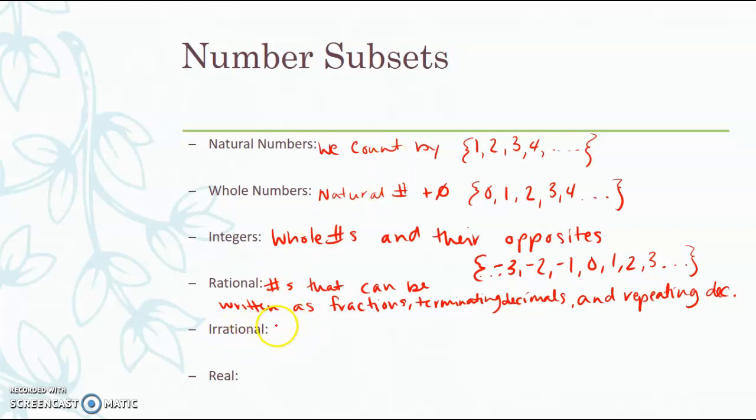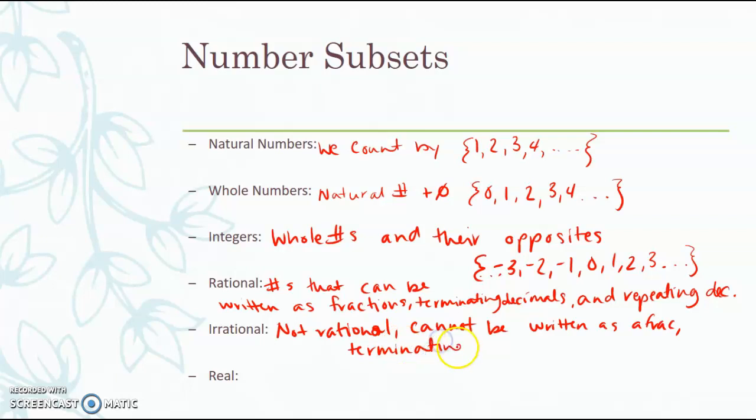Irrational, it means not rational. So, numbers that cannot be written as a fraction, terminating decimal, or repeating decimal.